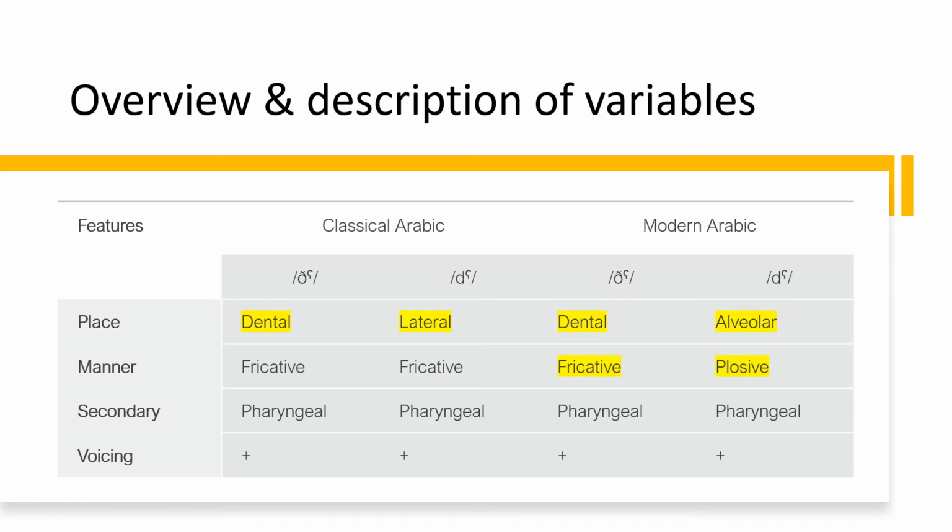So as you can see here, in classical Arabic, both variables share pretty much everything apart from place of articulation, where one is an interdental or dental and the other is a lateral. In modern Arabic dialects and the standard, they differ in both manner and place of articulation, with one being a dental fricative and the other an alveolar plosive.